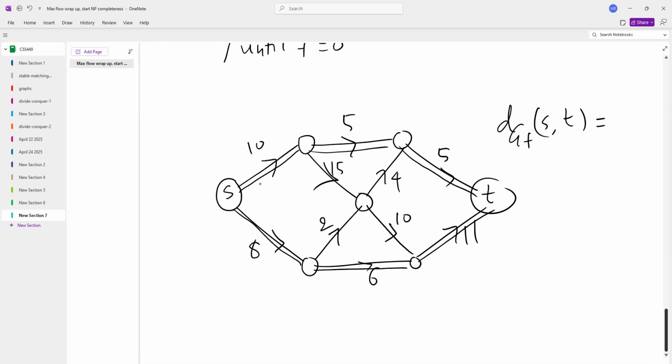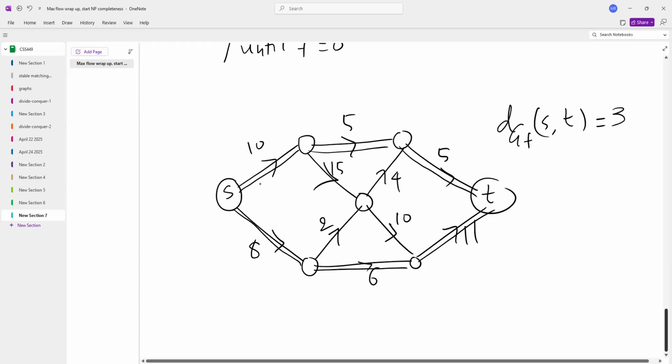So G of f is the residual graph of f. Okay. And from S to T, what is the shortest hop path? That's what I'm doing in my G of f. Here, what is the current shortest hop path length? No, hops, number of hops. Oh, sorry, three. We're keeping track of that, right? So we're just going to keep track of that.